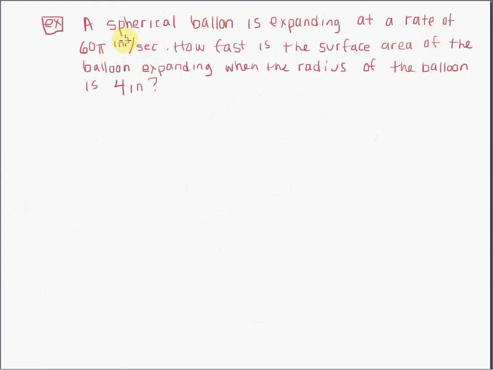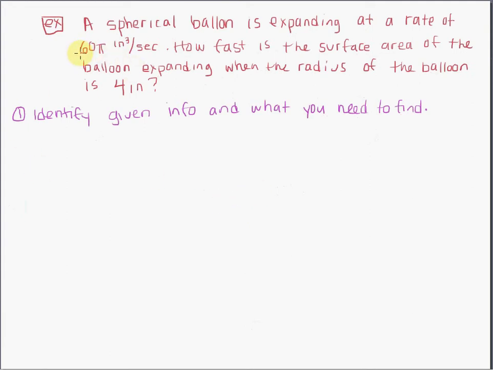Now it's inches cubed because if you think of this balloon that's blowing up, it's a three-dimensional thing. It's happening in 3 dimensions. It's a volume. How fast is the surface area of the balloon expanding when the radius of the balloon is 4 inches? Okay, so what's the first step? The first thing you need to do is identify the given info and what you need to find.